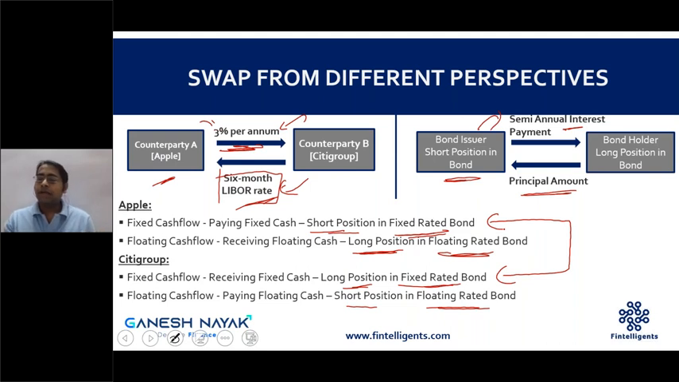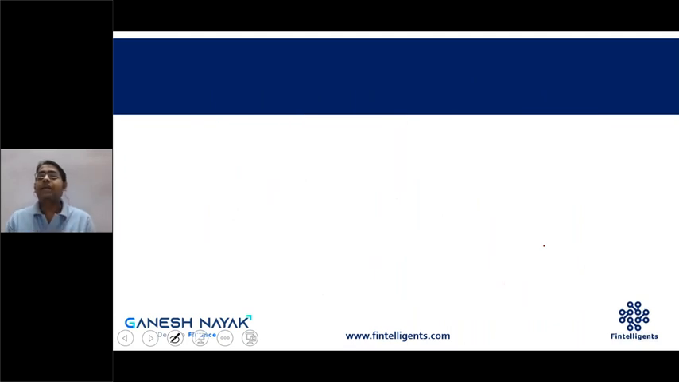If I look at the second part, that means the floating rate part, I will realize that Apple is receiving floating rate from Citigroup. That means Apple has taken a long position in a floating rate bond, and Citigroup has taken a short position on a floating rate bond. So this slide emphasizes how a swap can be looked at as a bond, and this is a very important concept when you go and value an interest rate swap in your job or in your exam.